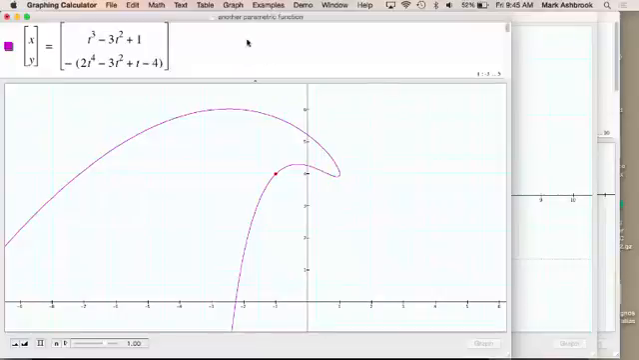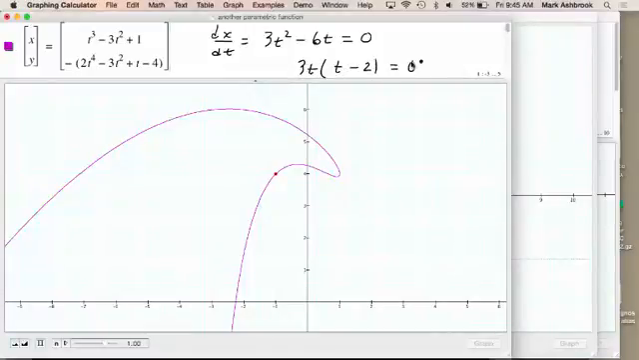So let's do it. We're going to take dx/dt, which we already found, 3t squared minus 6t, and we set it equal to 0. We're saying we want places where if you change t a little bit, x would not change. That's going to be places where it's heading vertically. So we're going to factor this, and we get two values: t equals 0 and 2. So let's find those coordinates.